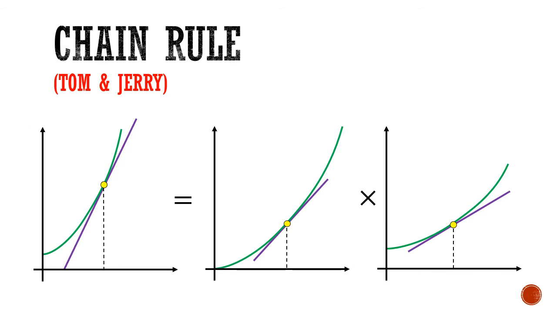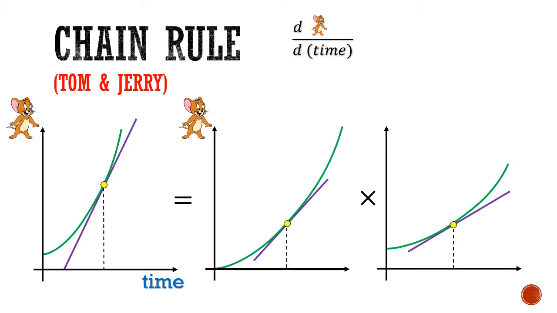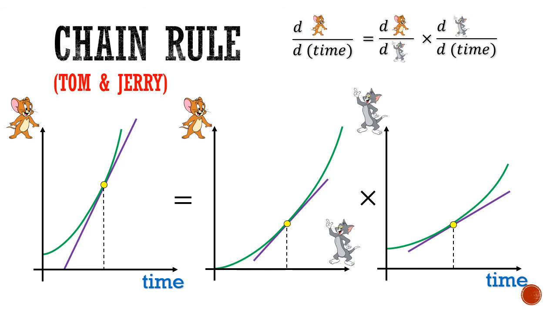And to put this in terms of Toms and Jerrys, if I want to know how fast Jerry runs with respect to time, I can first find how fast Jerry runs with respect to Tom, and multiply that with Tom's speed with respect to time. So if Tom is running at 2 meters per second and Jerry is running 3 times faster than Tom, that means the speed of Jerry will be 3 times 2, which is 6 meters per second.